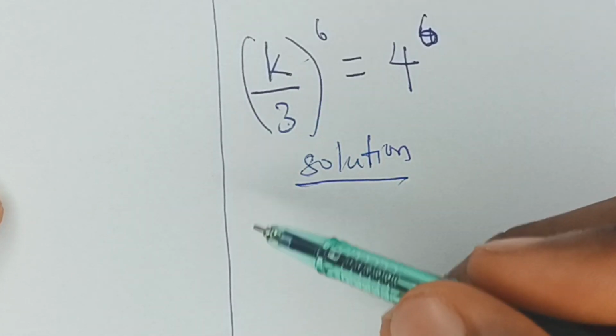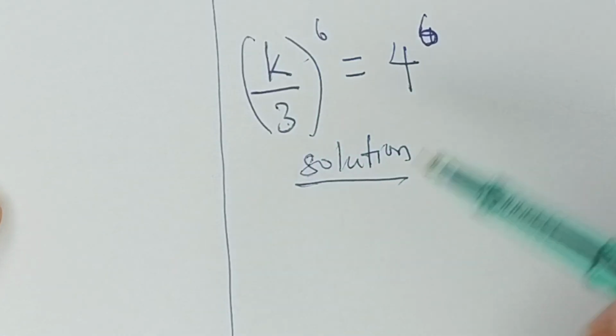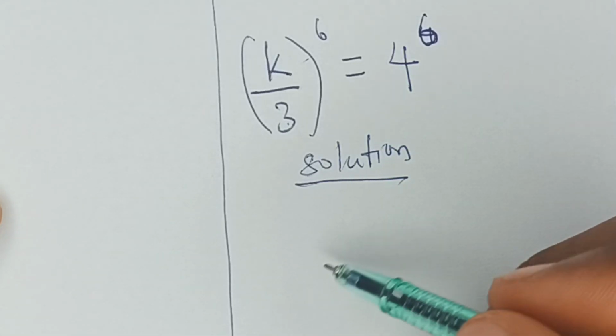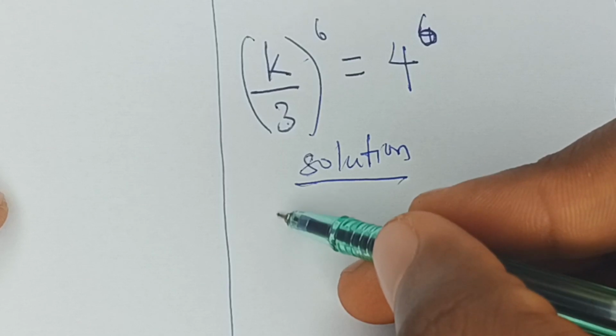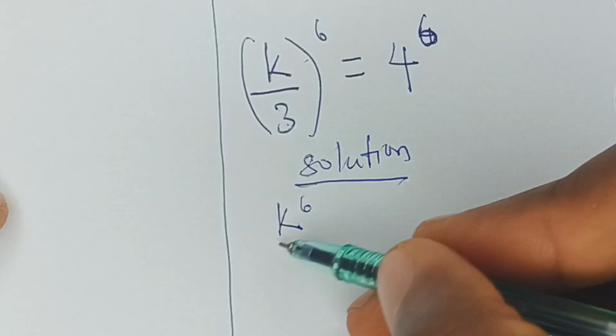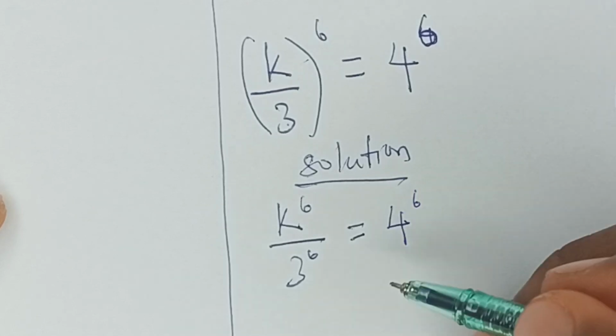Let's solve this equation together. It says (k over 3) all raised to the power 6 is equal to 4 raised to the power 6. How do we solve this? First thing to do is to expand this fraction. So what we're going to have is k raised to the power 6 over 3 raised to the power 6 to be equal to 4 raised to the power 6.